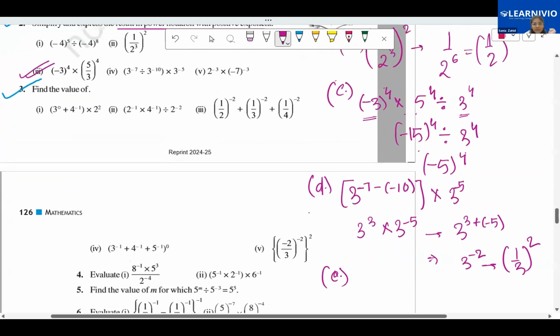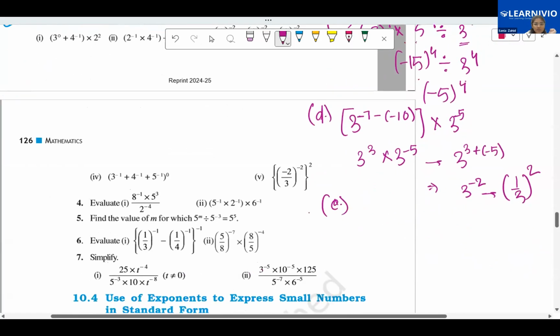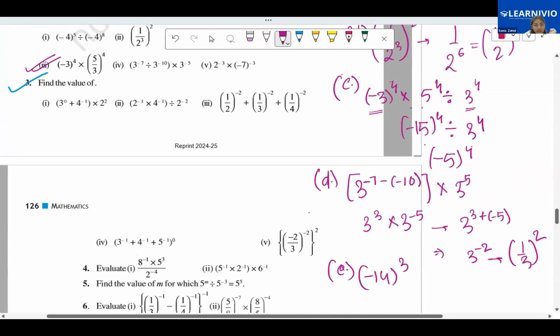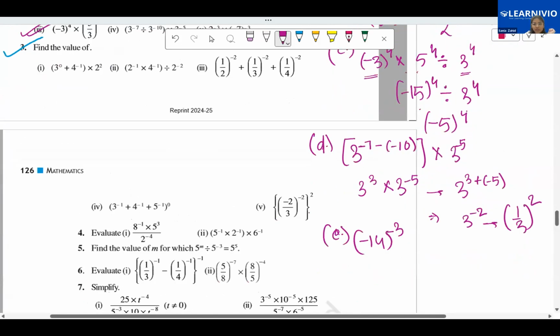2 to the power minus 3 into minus 7 to the power minus 3. So here you have same powers, different base. So you will work with the base. The bases are being multiplied, so multiply 2 into minus 7. It is minus 14 to the power minus 3. Okay, negative power it is.